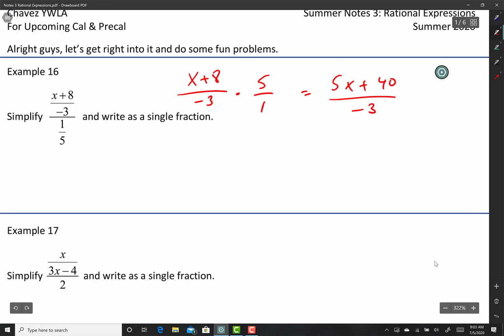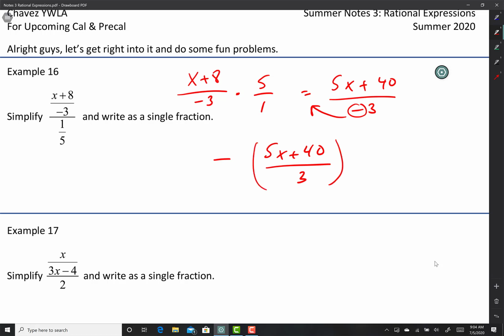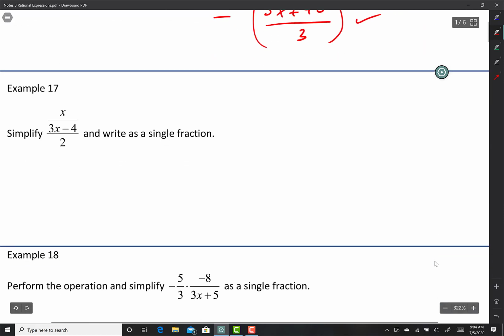Usually with this negative here, guys, I like to put it out in the front: negative (5x plus 40) over 3. But if you want to group it with the 3, that's fine. If you decide to bring it in, then you're going to have to distribute to the 5x and the 40. So negative 5x minus 40 over 3. But you can leave it like this, or you can write it like that. It's all the same. All right, let's continue, guys.